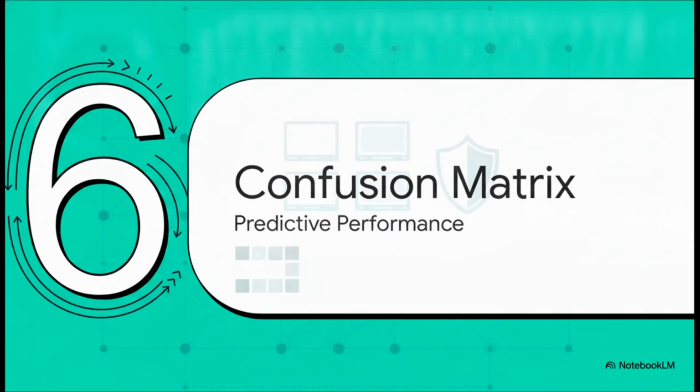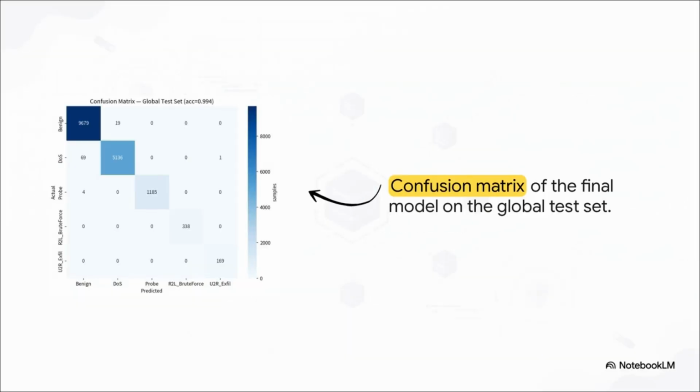Finally, let's wrap up with Section 6, Confusion Matrix Analysis. This confusion matrix is the ultimate proof of the system's success, breaking down the actual predictive performance class by class. It boasts a staggering 99.44% global accuracy across the entire held-out test set. If you trace down that dark blue diagonal line, you're seeing the system correctly nailing massive amounts of benign traffic, DOS attacks, and network probes with practically zero confusion on the outside grid.